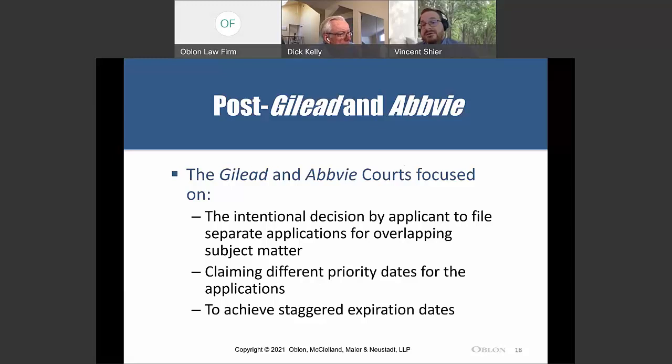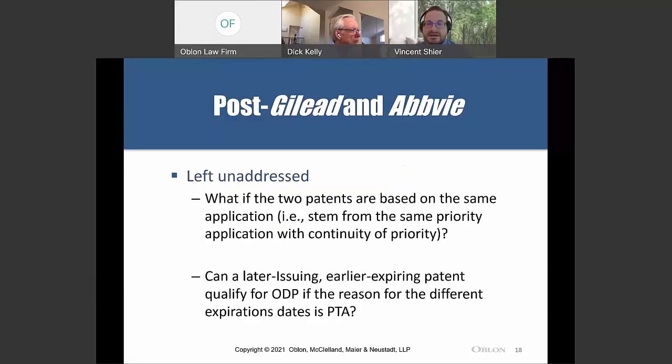They were two separate families of applications. AbbVie was an example where they had a common ancestry. But in each instance, they were playing games with the priority dates, and the ultimate effect was they were seeking to achieve a staggered expiration date that pushed them later than what the statutory guarantee of 20 years would be. Now, in AbbVie, there was a patent term adjustment, but that wasn't a component of the analysis because the expiration date already existed. So what do we stand after Gilead and AbbVie?